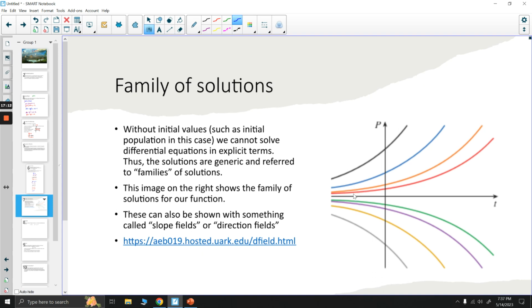So if we have an initial amount starting perhaps here, then we're going to follow this red line. If we start here, we're following this. If we start down here, it's decreasing, etc.